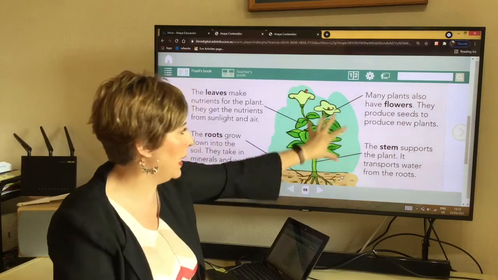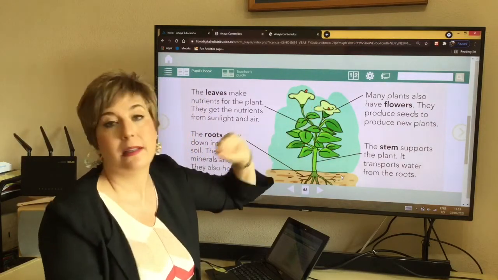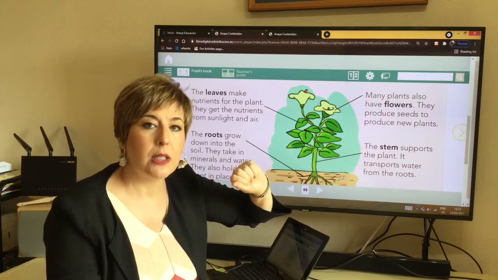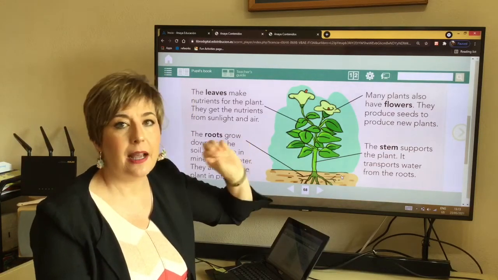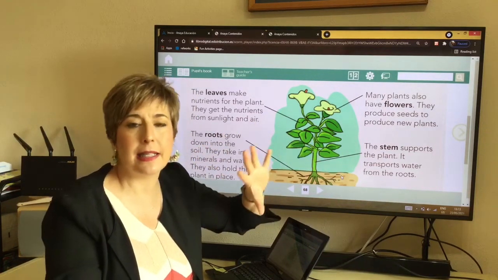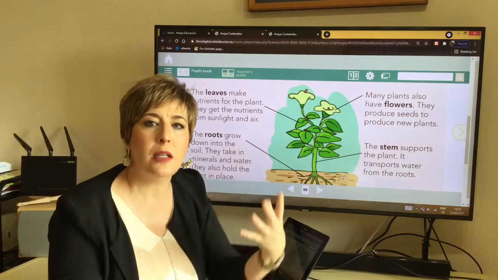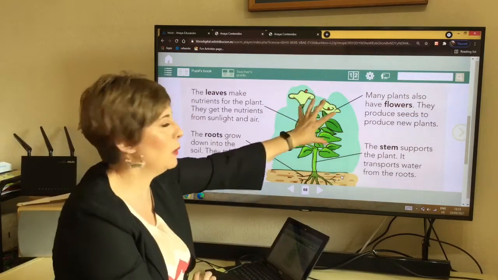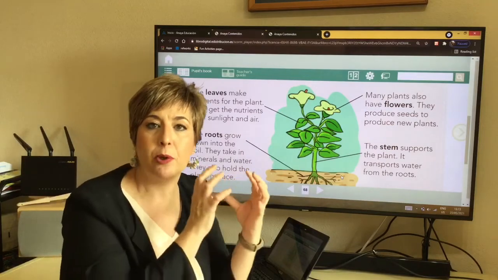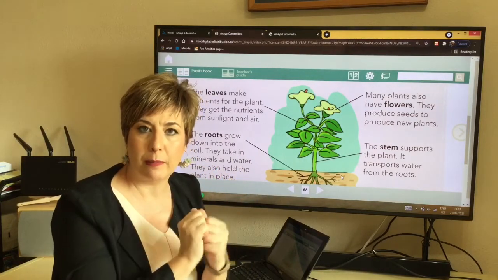And then many plants have flowers. Flowers produce seeds and pollen, and with the seeds and the pollen we are going to make new plants. So the flower, we could say, is the reproductive organ of the plant.